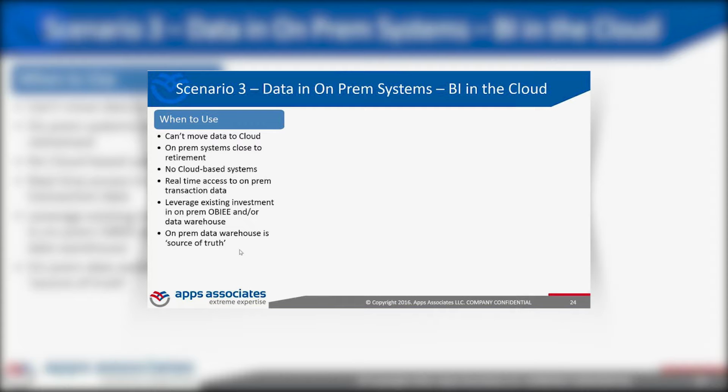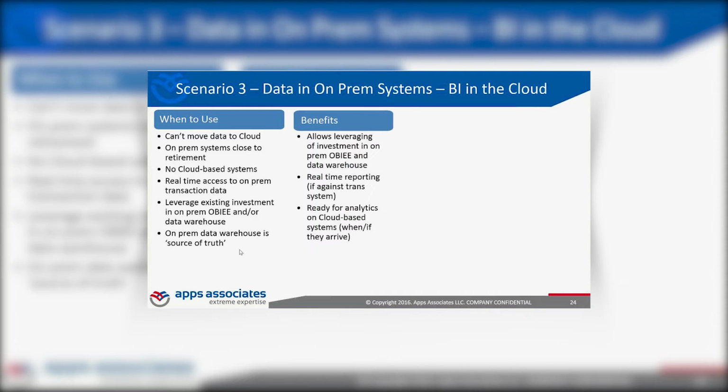So sometimes there's a decision to leave that alone, leave that where it is, but for other systems, branch out into the cloud. And in that case, if you can avoid it, you don't want to have multiple BI reporting platforms. So you wind up using BI in the cloud. So benefits: you get to leverage your investment in on-prem OBIEE and any investment you might have in an on-prem data warehouse. You'll get real-time reporting if that's a need, right directly against the transaction system. And you'll be ready for analytics on cloud-based systems when they arrive. So you'll have BI in the cloud. As your company branches out to the cloud, you'll be ready to go. You'll be kind of ahead of the curve.